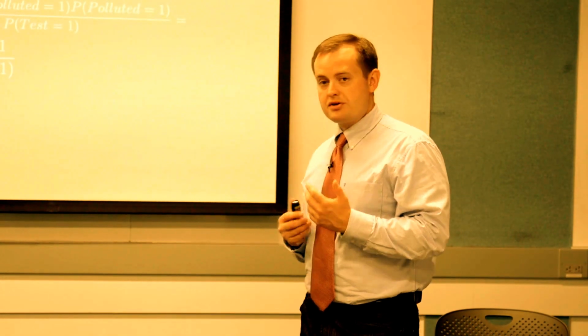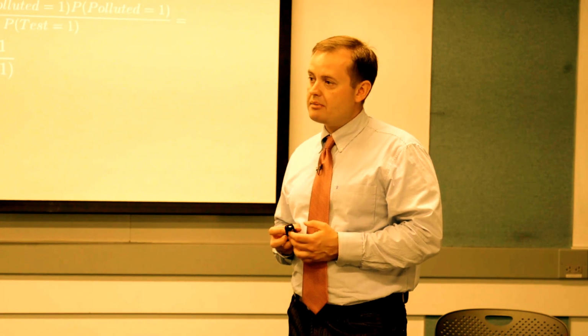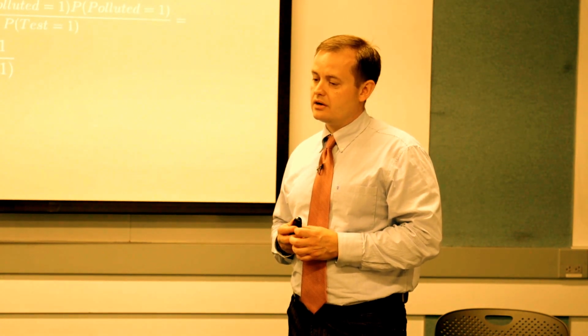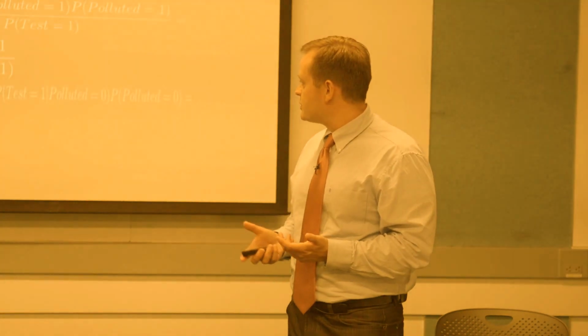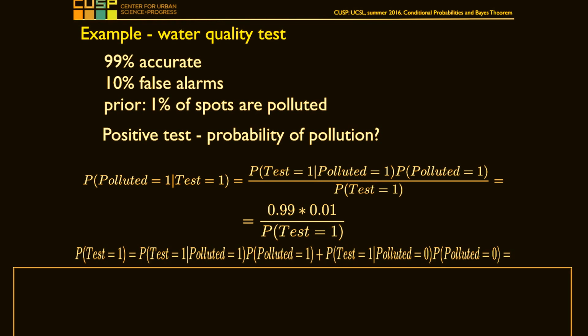So now the probability of having a positive test can be actually obtained from the summation rule. So probability of having a positive test is the probability of having a positive test if the water is polluted, multiplied by a probability of having the water polluted, plus the probability of having a positive test if the water was not actually polluted, multiplied by a probability of having the water not polluted. This is the summation rule.